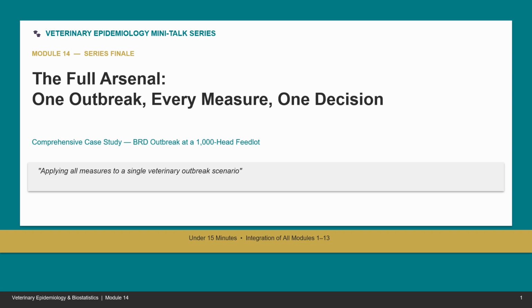Welcome to the final module in our series, Module 14. This one is different. Instead of introducing a new measure, we're going to apply everything we've learned to a single realistic veterinary outbreak scenario. This is how these measures work in the real world, not in isolation, but together, each one adding a different layer of understanding.